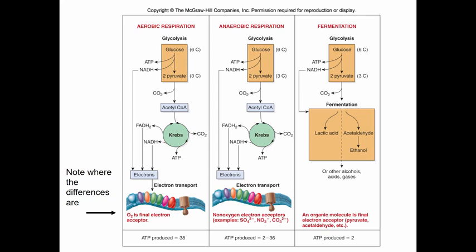This is a figure from a different textbook, but I really like it because it gives you all three pathways next to one another and shows you where they're the same and where they're different, okay? Aerobic respiration, anaerobic respiration, fermentation. Every one of them starts with this process of glycolysis. It's taking glucose and turning it into pyruvate. Every one of them does that step.